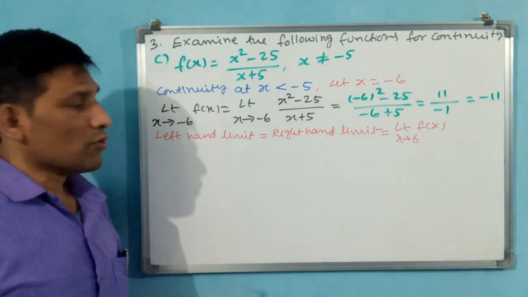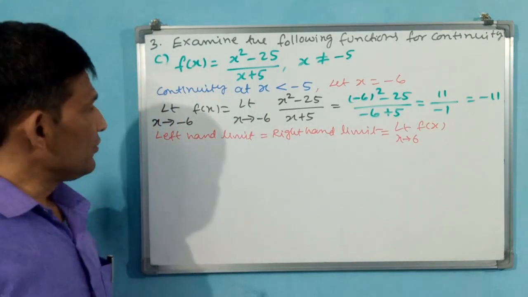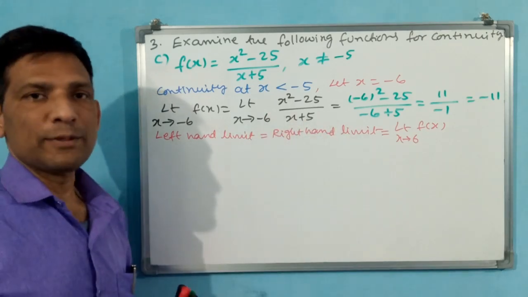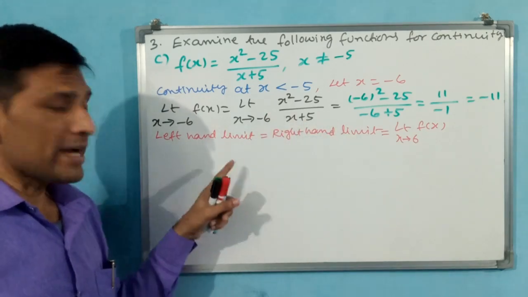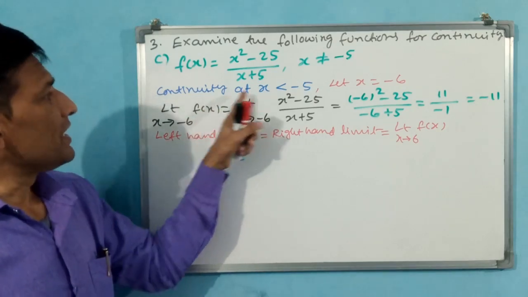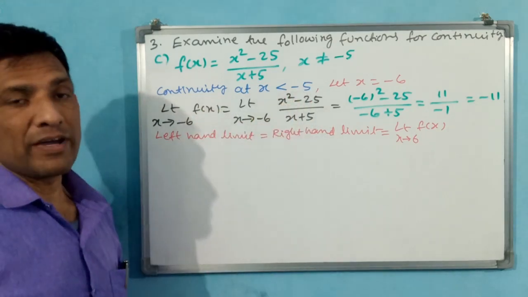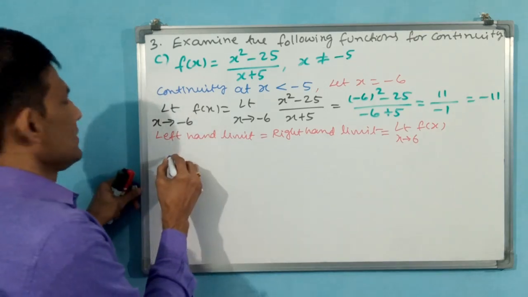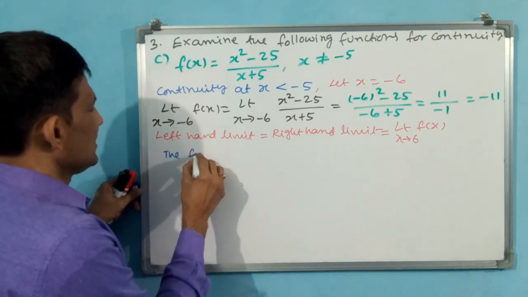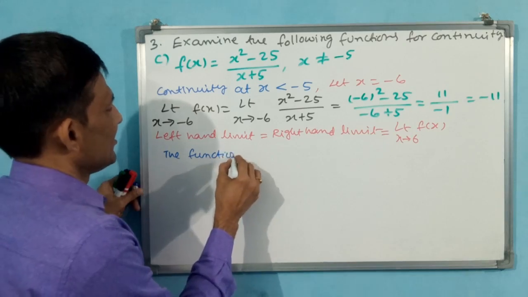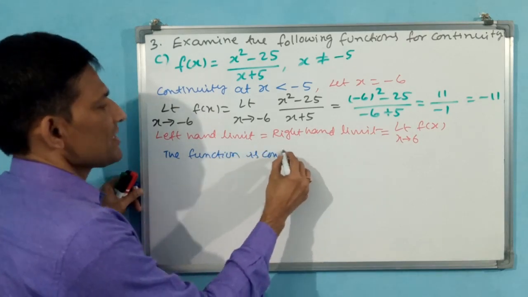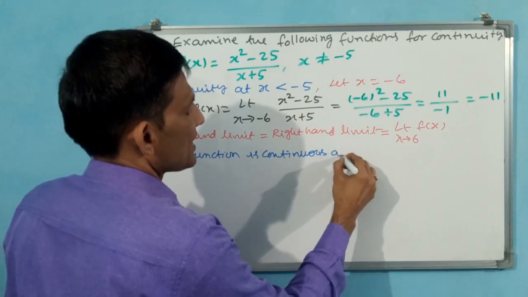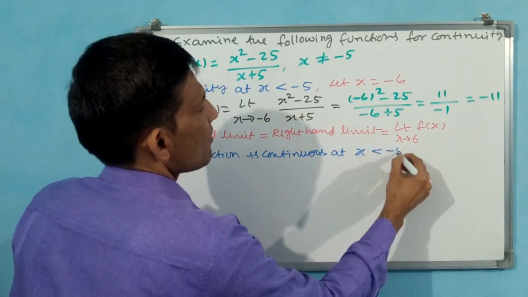But now you have to write continuity. Shall you write the function is continuous at x is equal to minus 6? No, you have to write the function is continuous at x is less than minus 5. Okay, that you have to write down. The function is continuous at x is less than minus 5.